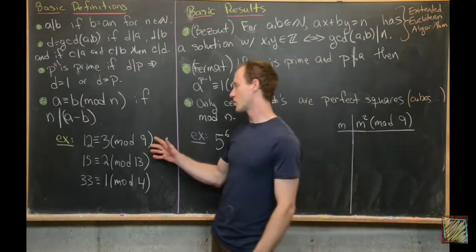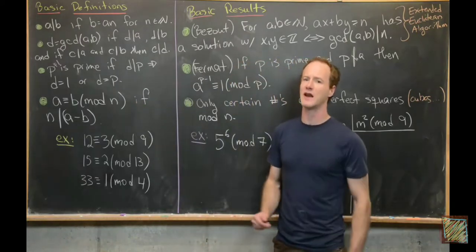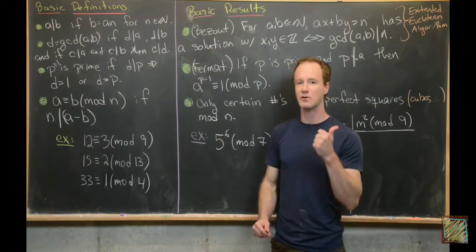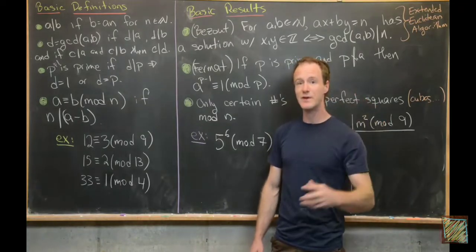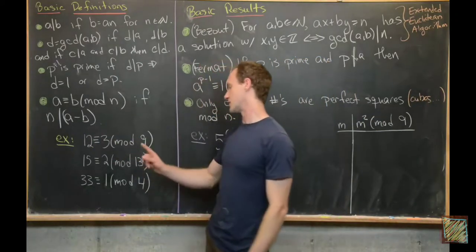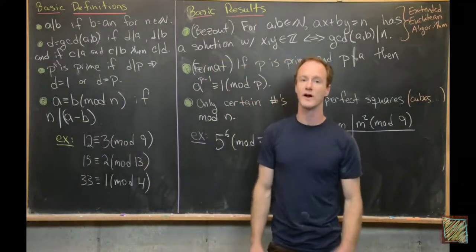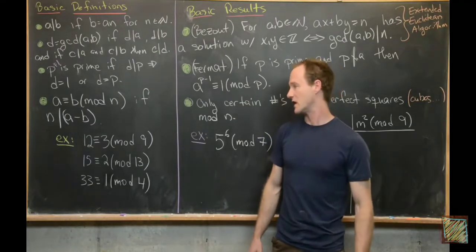Notice when you're working with congruence mod n, you only really need to think about n total numbers: 0, 1, 2, all the way up to n minus 1. Because essentially what you do when you reduce modulo 9, 13, or 4 is you divide and keep the remainder. So that's another way of thinking about this.